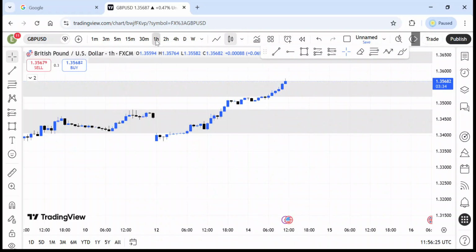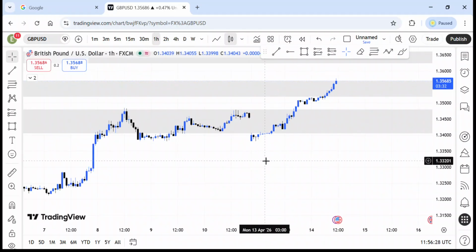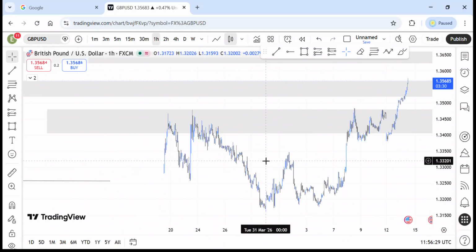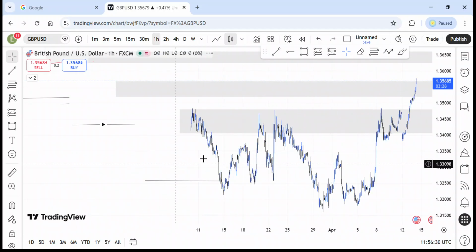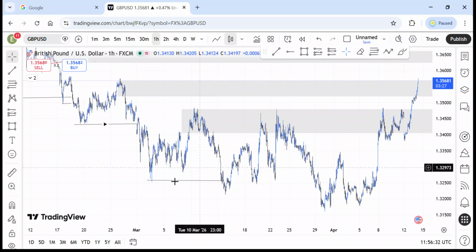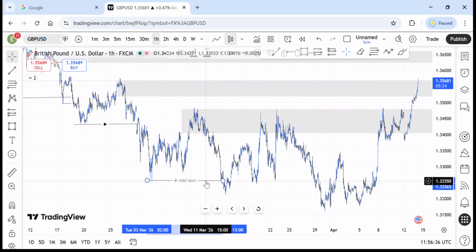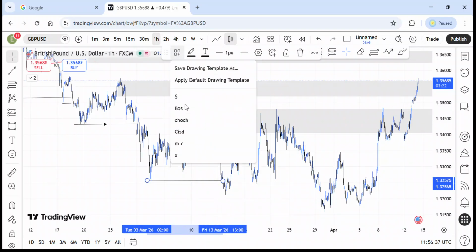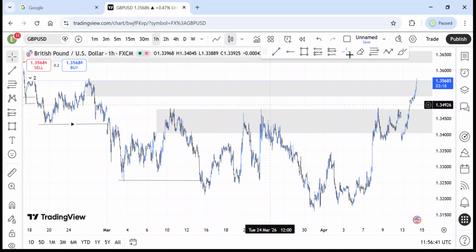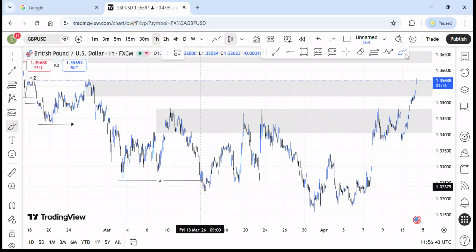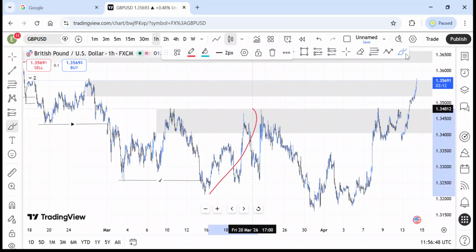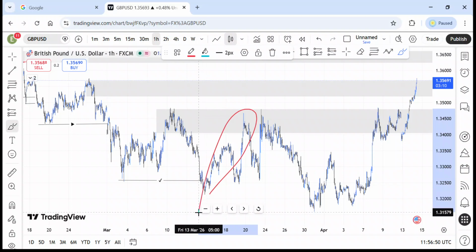You can make use of 30 minutes or 1 hour for your confirmation entry. Don't forget the rules. First thing, mark your directional bias, which we've seen the market is selling. We already know that here. Then after that, wait for a correctional phase. Where is the correctional phase? This is the correctional phase that we're talking about. Some people call it a pullback, some people call it an impulse. So it's a correctional phase.